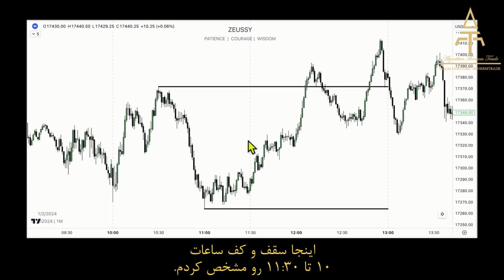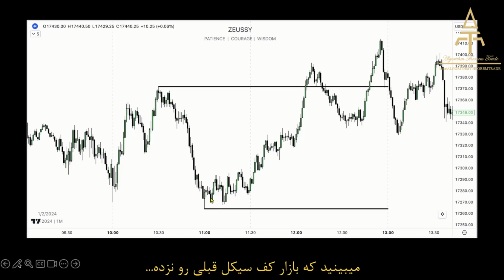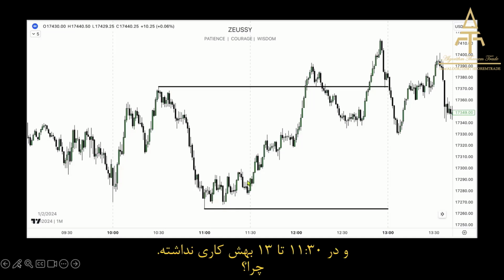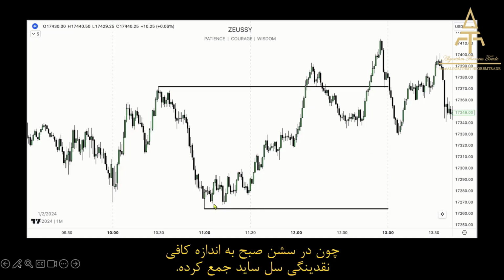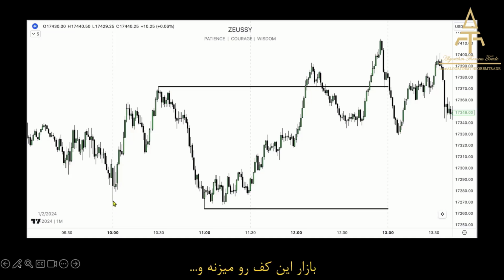What I've done here is that I've annotated the low and high of the 10 to 11:30 time window. As you can see, the market did not take out the low of that cycle during the 11:30 to 1 window. Why not? Because it already took out enough sell side liquidity during the morning session. The market swept this low, and the reason why this low was being swept was because the market opened up at 10 a.m. lower, giving away the idea that it would then immediately fall over.